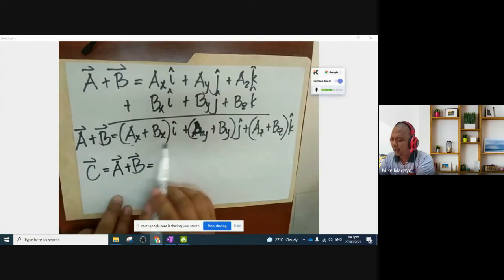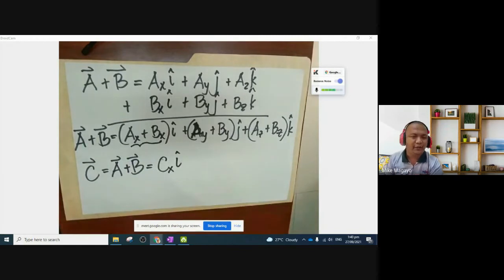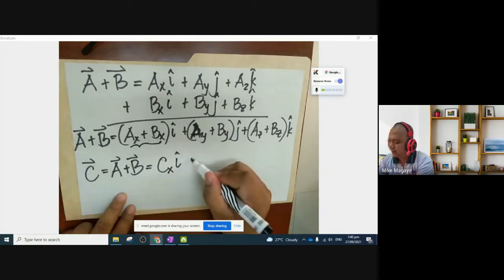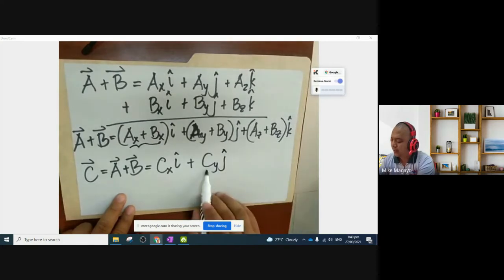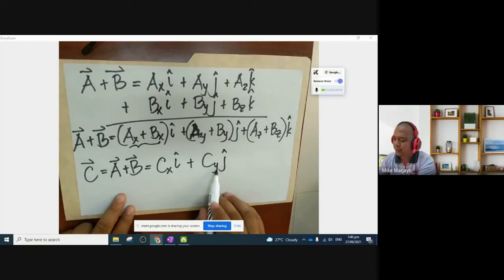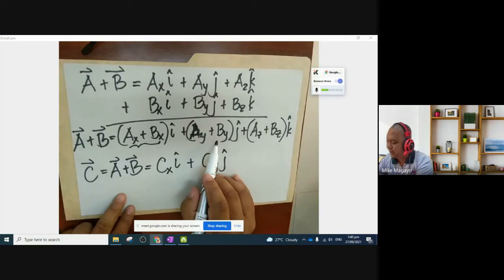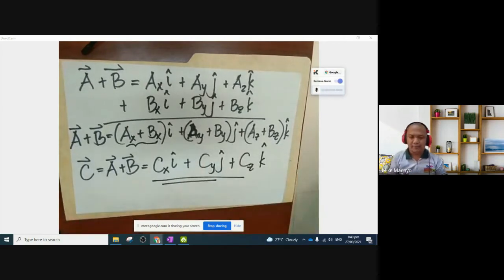This can be considered as C sub X, I hat. So that's the component of the third vector along the x-axis, which is just the sum of the two, plus C sub Y, J hat, and you can determine the value of C sub Y by adding the two components AY and BY, and by plus CZ, K hat. So that's how you describe your third vector as a sum of vectors A and B.